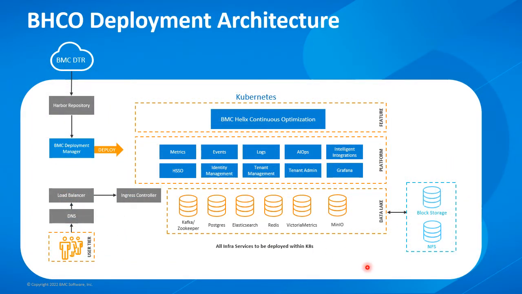Let's look at the deployment architecture in detail. You provision the Kubernetes cluster, create NFS block storage, configure your DNS load balancer ingress controllers, set up a Harbor repository, which could be local, which is recommended, or go to containers.bmc.com. You would run the BMC deployment manager after your configuration, which will configure your on-prem environment.